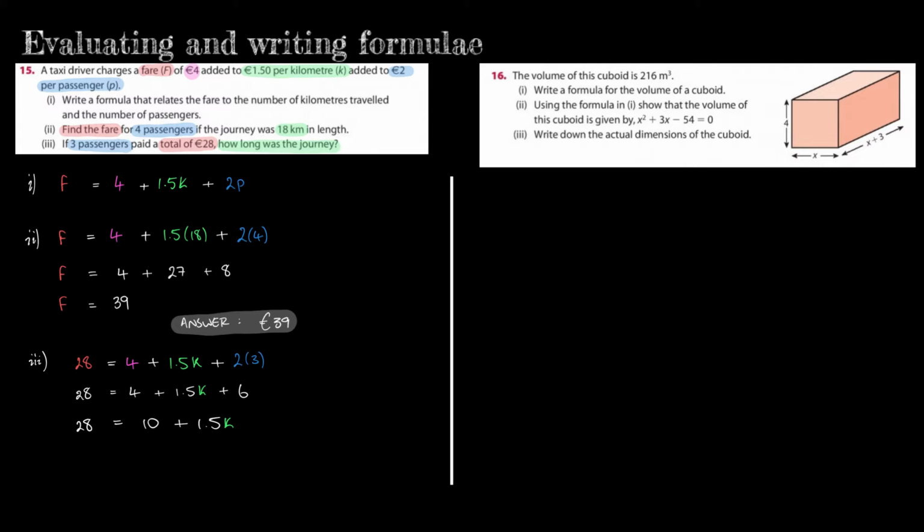So in order to solve that, I keep all the unknowns on one side and all of the numbers on the other. So in other words, I take that 10 and bring it across, and it turns into a minus 10. So 28 minus 10 is equal to 1.5k. So that will give me 18 equals 1.5k. So to find out what k is, I just divide both sides by 1.5, and I get an answer of 12 kilometres. Okay.